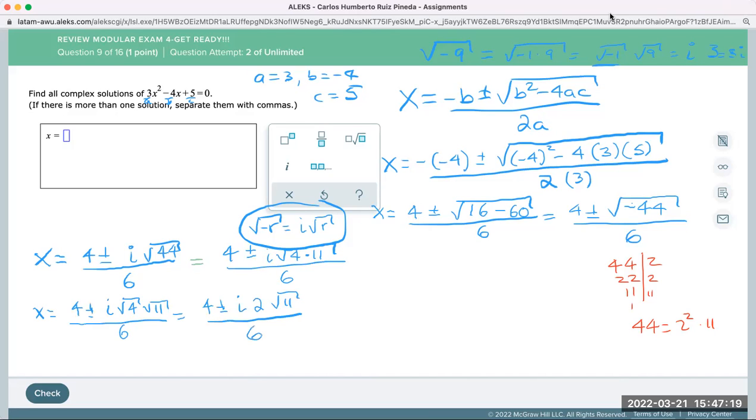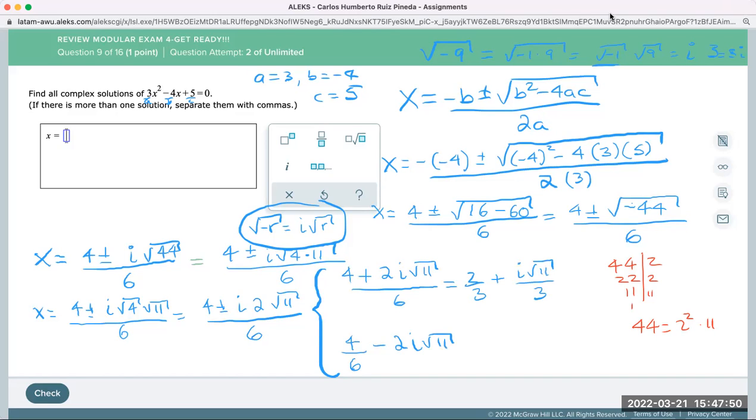Now, what are the two solutions? One with a positive sign: 4 plus 2i square root of 11, divided by 6. And the other one, 4 divided by 6 minus 2i square root of 11. Okay, can we simplify this even more? Of course we can. So 4 divided by 6 is 2/3 plus i square root of 11 over 3. And the other one is 2/3 minus 1/3 of i times square root of 11.